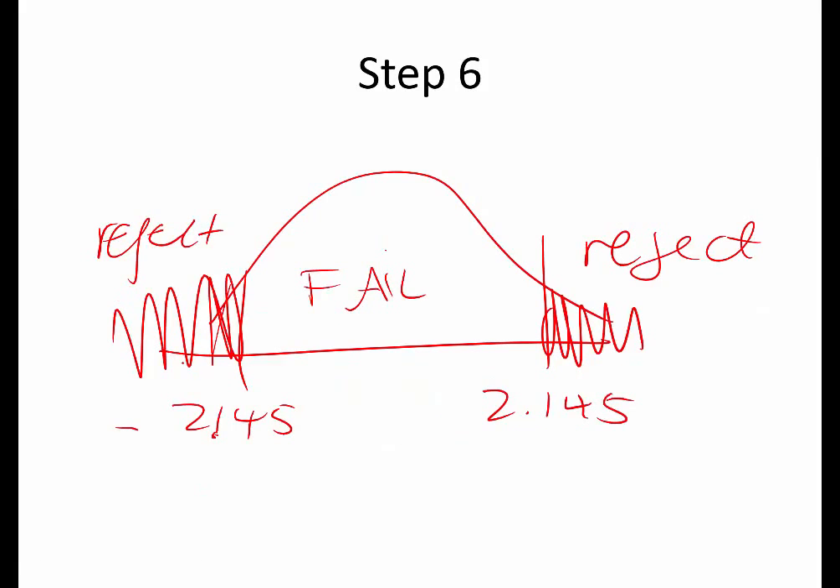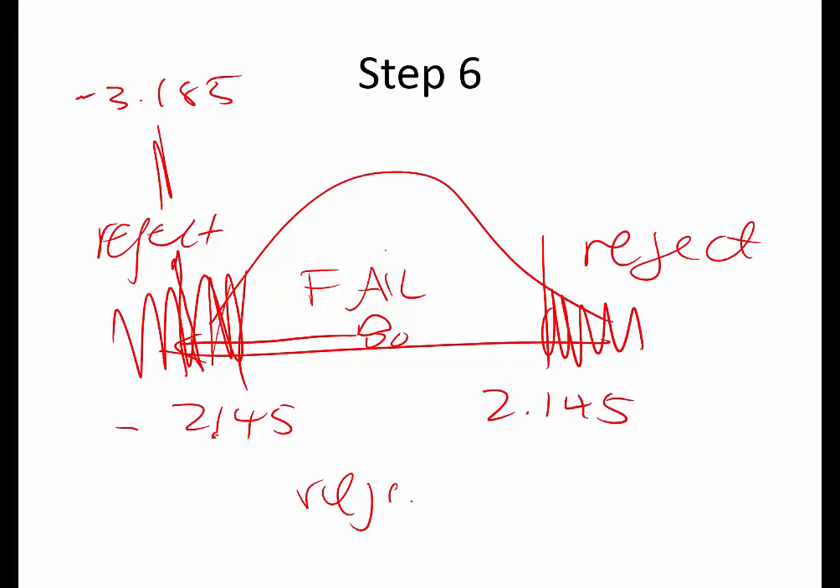So I've got negative 3.185, which is here. Got my little car, vroom, vroom, and it crossed the finish line. So I would reject the null. There is a significant difference between artists.